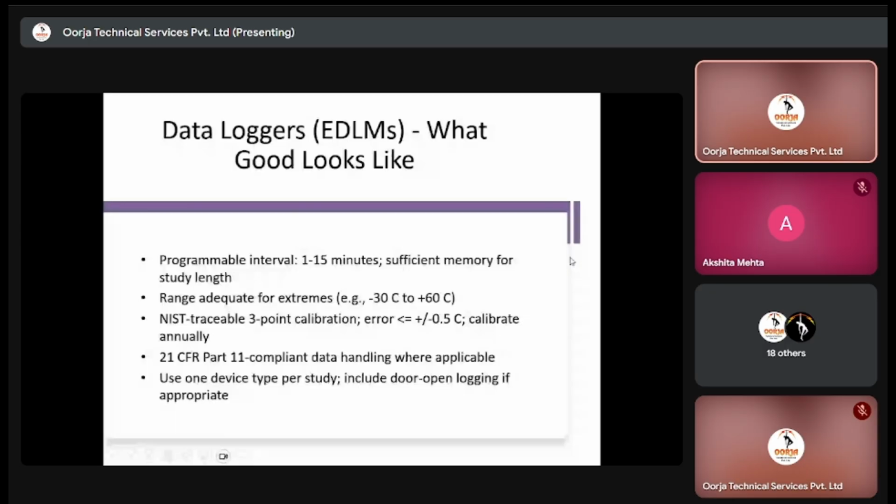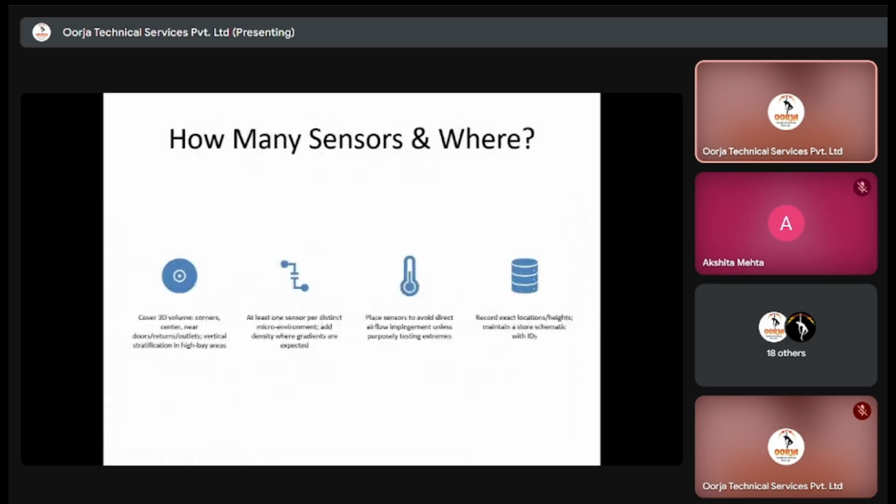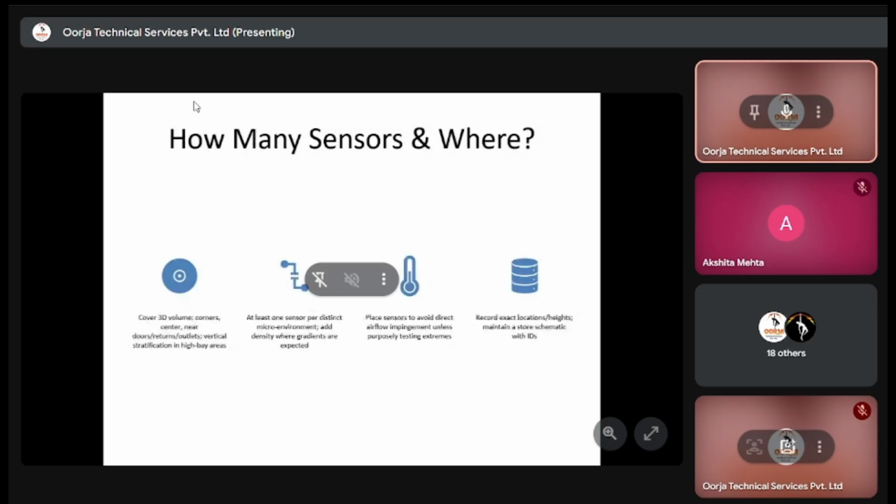Now, a storage area does not exist in a vacuum. It consists of air, and as I said, due to many reasons there will be temperature non-uniformity, and hence the temperature distribution across dimensions will be different. So considering the overall volume, we should identify how many data loggers must be placed, and what will be the location of the data loggers where we need to place them.